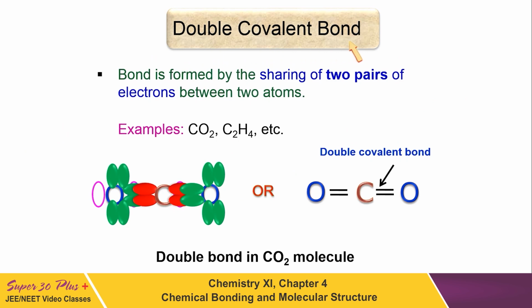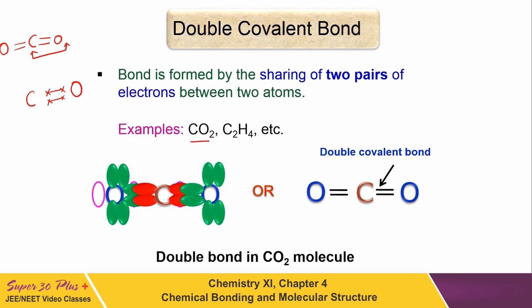Now the double covalent bond. Do you know the structure of carbon dioxide? This is the structure of carbon dioxide. Now what do you see? Between carbon and oxygen there is a double bond, which simply means two electrons of carbon are shared with two electrons of oxygen. So this is a double covalent bond.